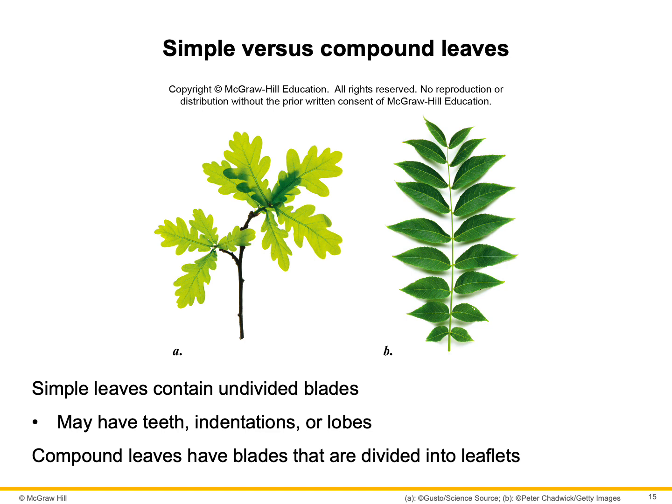But simple leaves can actually have teeth, indentations, or lobes of various sizes. On the other hand, we have compound leaves. The blade is divided into many small leaflets, as you can see in picture B.